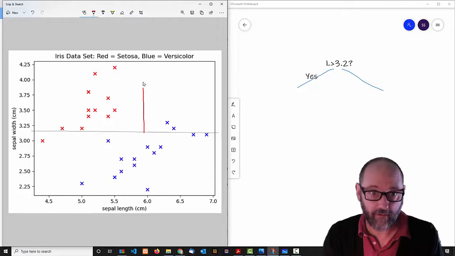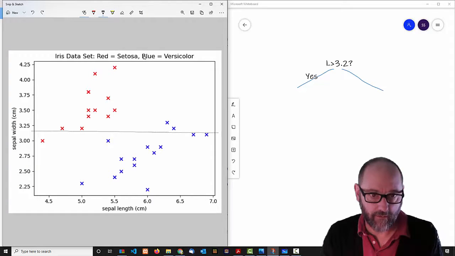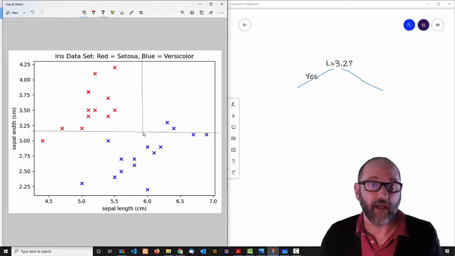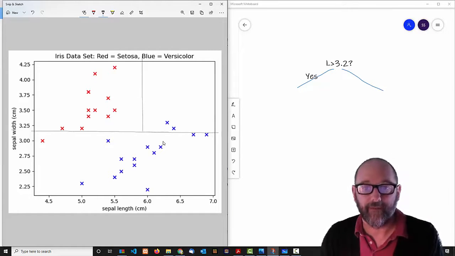So from right about here, oops, I accidentally drew it in red. Let me do that again, and I will draw it in gray. So there's our line. And it's only splitting that side of the data. We're only working on the left side of the data now.